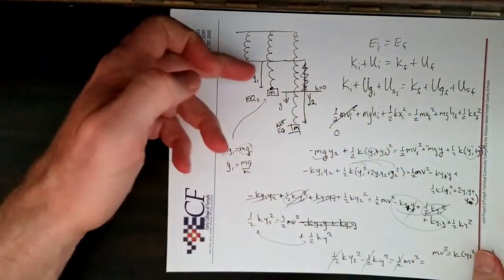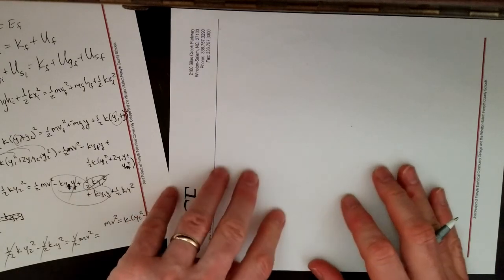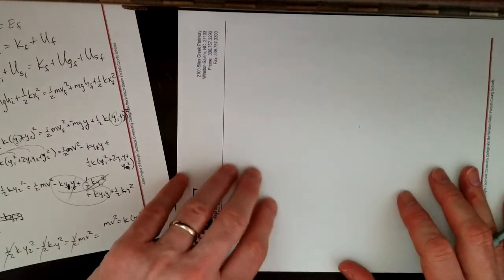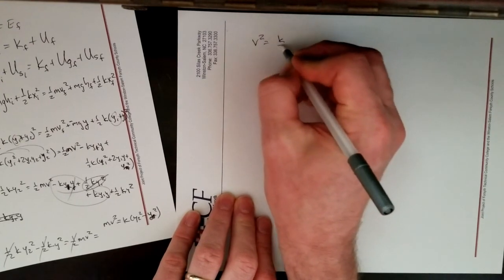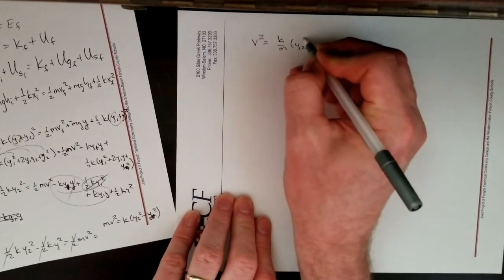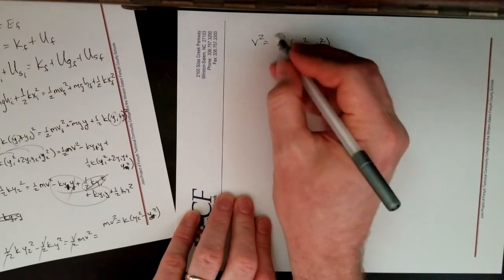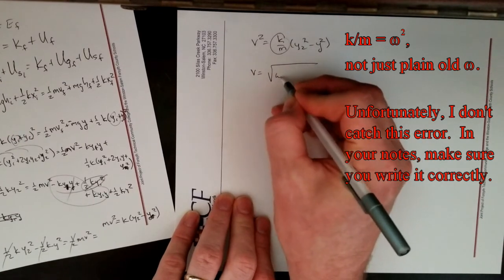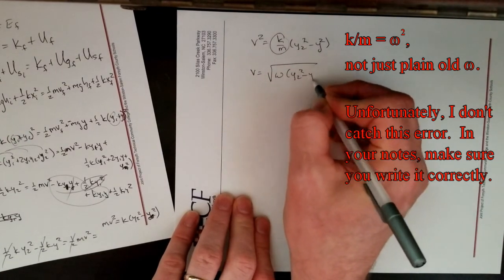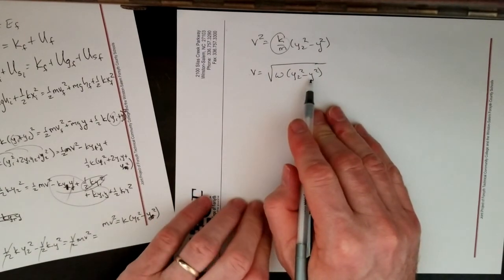So already all the Y1 terms have dropped out, so this gives a hint that we'll end up in the same conclusion we had before when we were dealing with just the force. So V squared is equal to K over M times Y2 squared minus Y squared. That is omega, so V is equal to the square root of omega times Y2 squared minus Y squared. So this is the speed at some position Y.